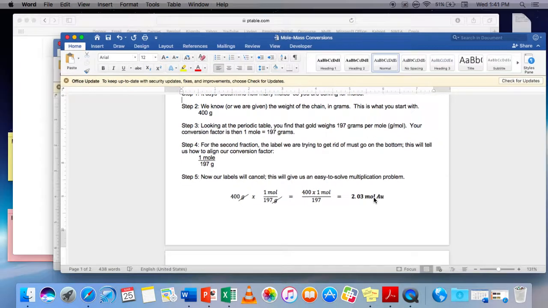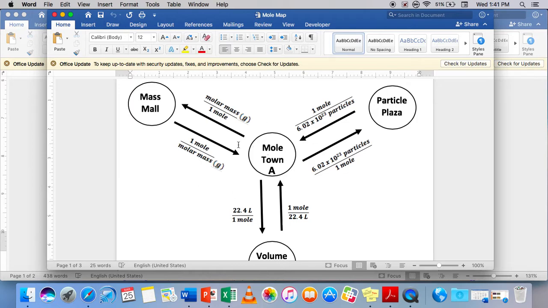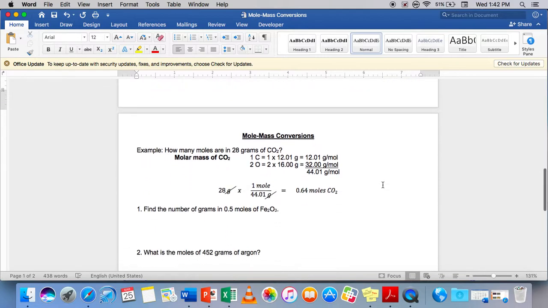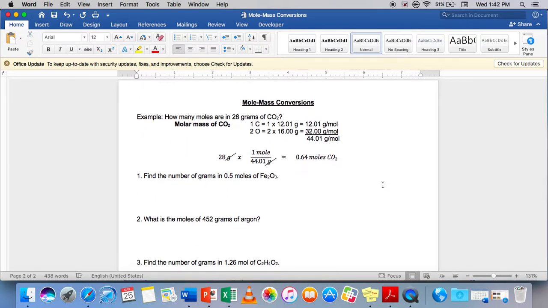Okay, so this is how we can use the mole map to figure out any conversion between each of these units. Okay, now for today's problems, we're going to stick with the conversions between mass and moles. So we're only going to use this upper left-hand corner of our mole map. If you go to the second page, we have our mole mass conversions.